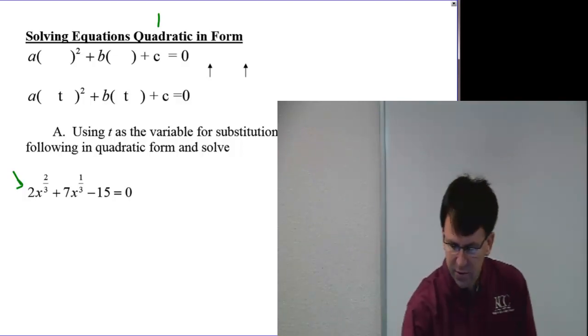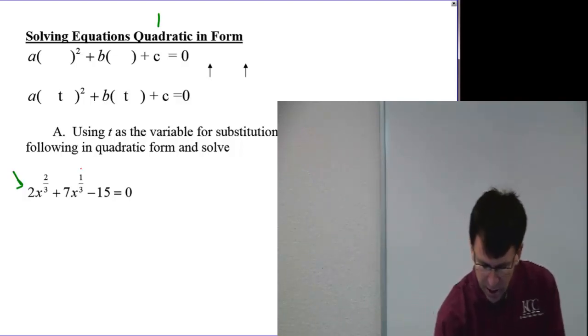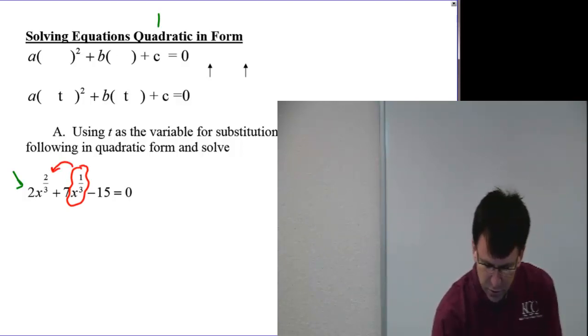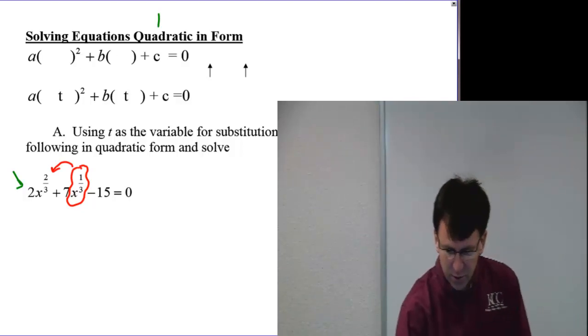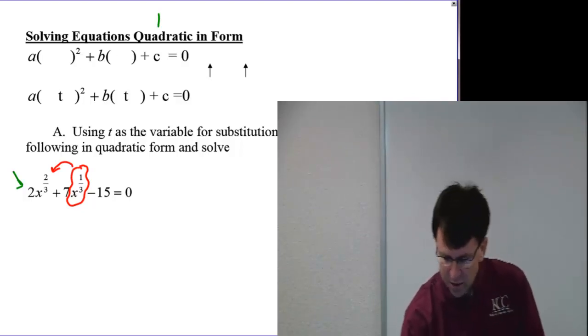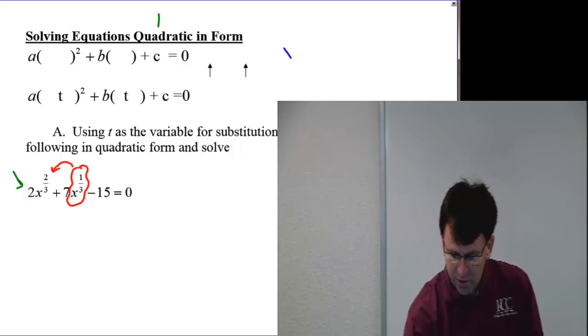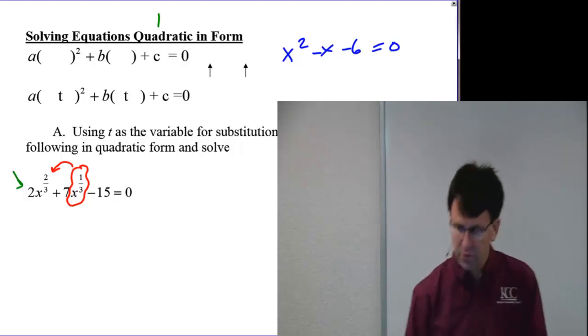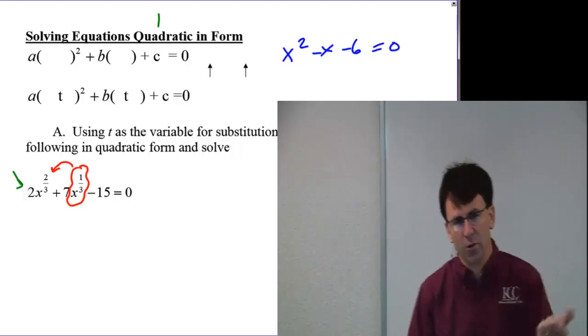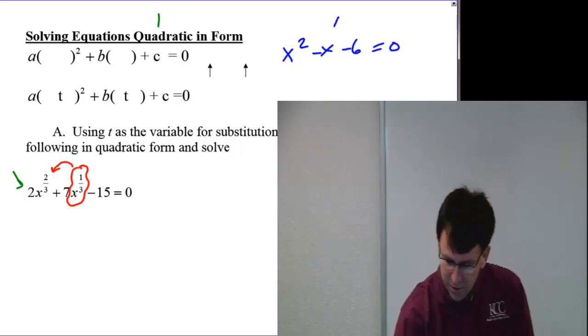The kind of thing we want to look at to be quadratic in form is that this variable squared must match that variable exactly. So remember what a quadratic might look like. If I had a quadratic that was x squared minus x minus 6 equals 0, we would identify that as a quadratic equation. And the thing to note is that this is x and that is x squared.